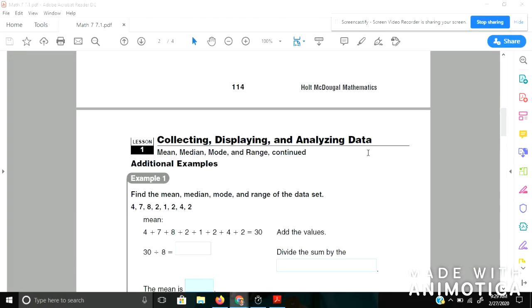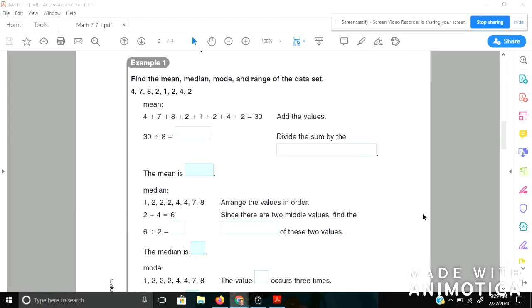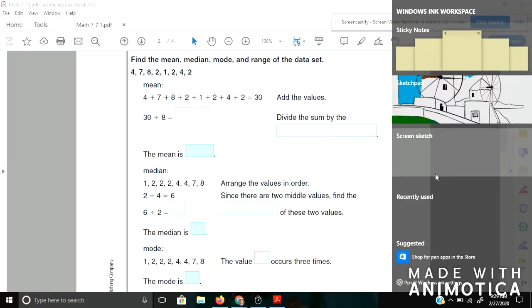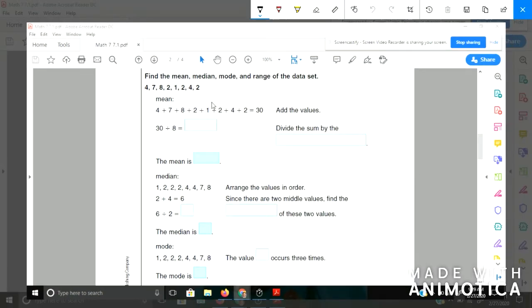All right, let's take a look at the first example where it asks us to find the mean, median, mode, and range of our data set. So what it wants us to do first is find the mean. Okay, remember the mean is like the average, and how you find it, you first add up all the numbers. So 4 plus 7 plus 8 plus 2 plus 1 plus 2 plus 4 plus 2, you see they wrote that out here, equals 30.